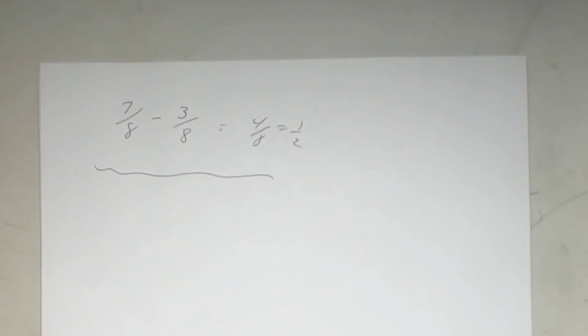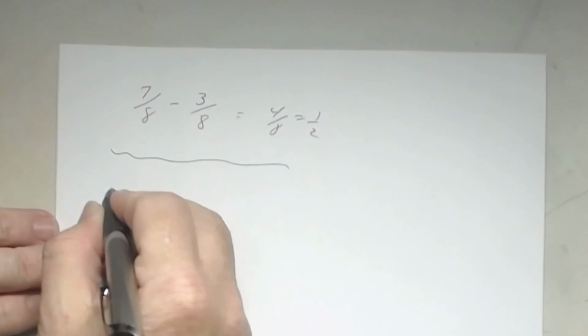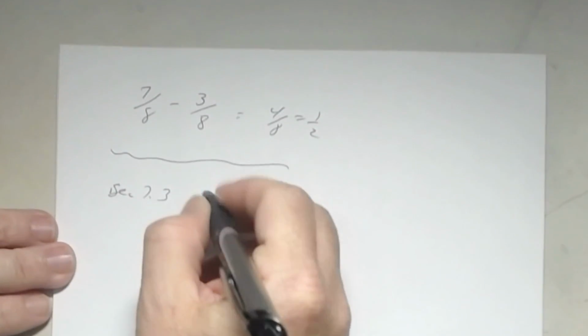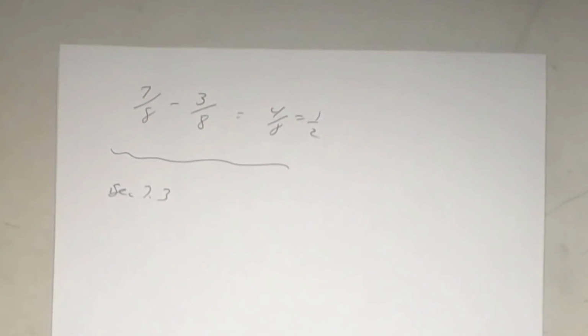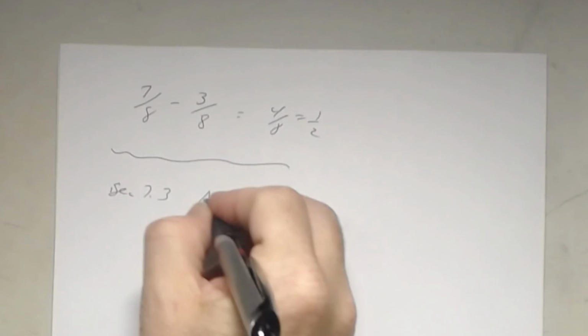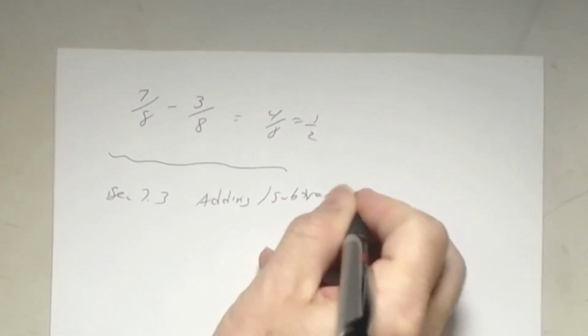All right, so let's look at this. This section is not that difficult, but it does still involve factoring. All right, so this is section 7.3, and this is where you're adding and subtracting. Remember the previous section, you multiplied and divided rational expressions. Well, not only can you multiply and divide them, but you can also add and subtract. So this is called adding and subtracting rational expressions.